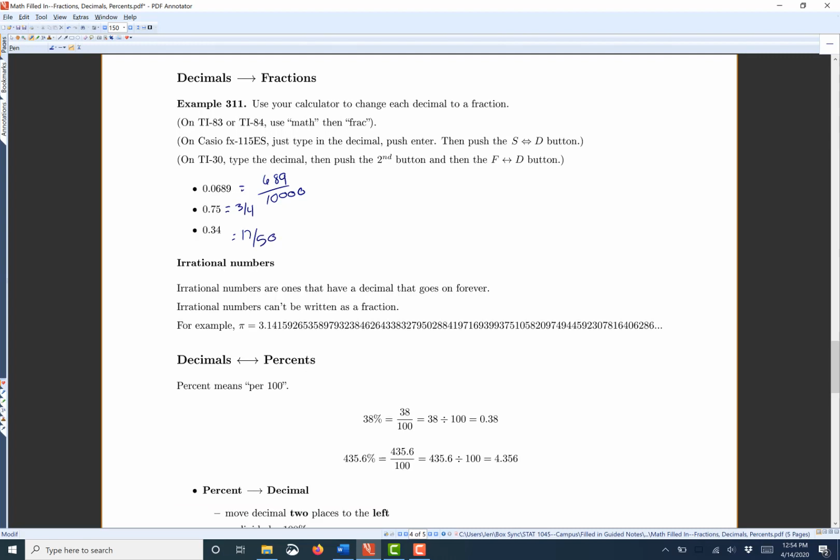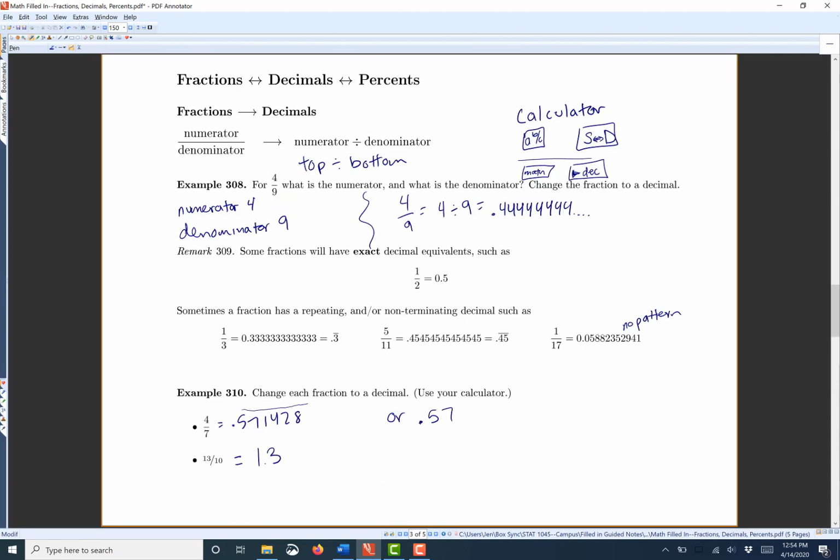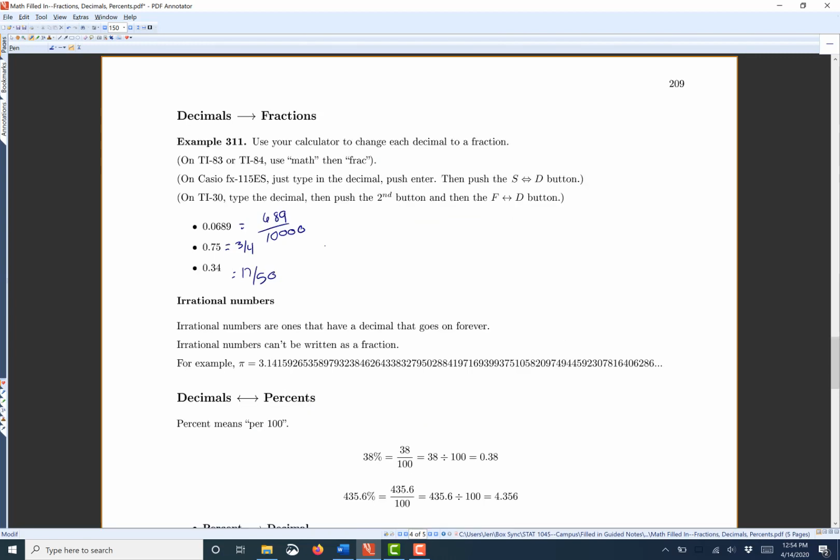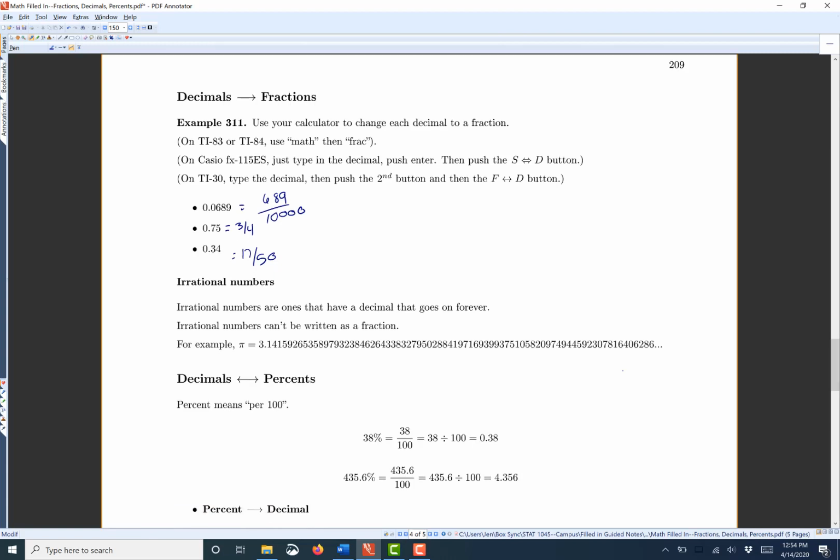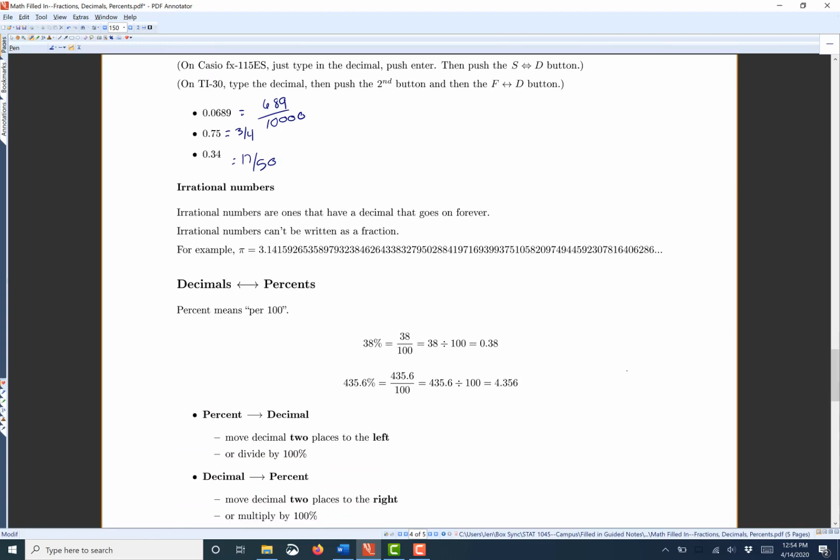Now, remember we talked about on our decimals, some of them just stop, some have repeating decimals, and some don't seem to have any pattern at all. So those irrational numbers are those ones that have a decimal that goes on forever. You can't find a pattern, and so they can't actually really be written as a nice fraction. So example, like pi, we know pi is 3.14159, etc., and it just keeps going on forever. There is no way to write that as a nice clean fraction. Luckily, that won't really affect us in this class.